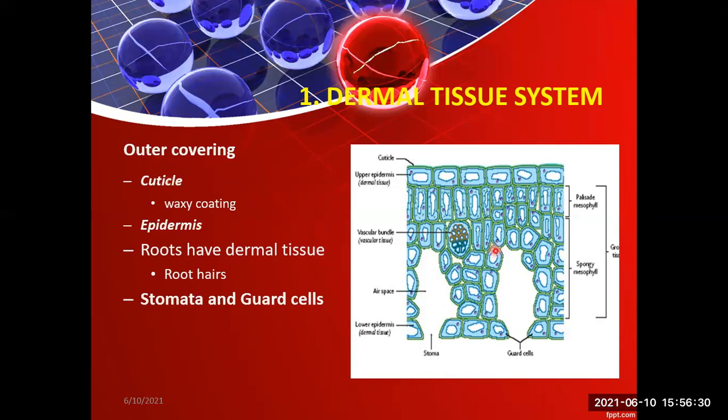You can see in the diagram over here, this is the cuticle, this is the upper epidermis, this is the lower epidermis. Between the upper and lower epidermis, there is a vascular bundle. Stomata and guard cells are present. Stomata are the openings in the lower epidermis of the leaf for gas exchange. Mesophyll tissue has the palisade mesophyll and the spongy mesophyll. The upper layer is the palisade mesophyll, whose cells are elongated, having abundant chloroplasts.